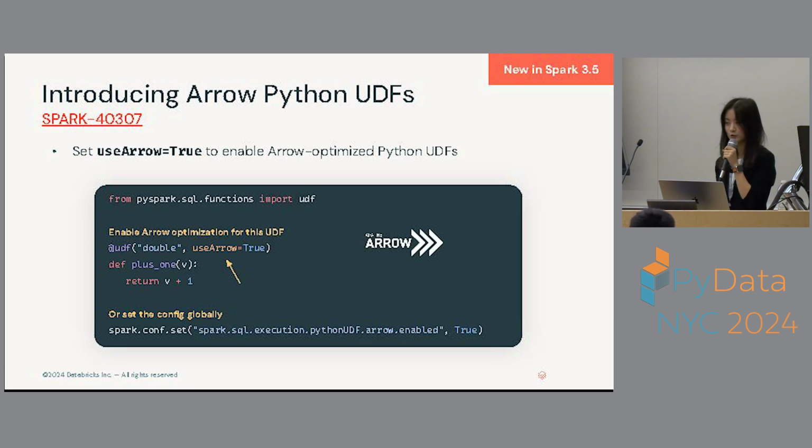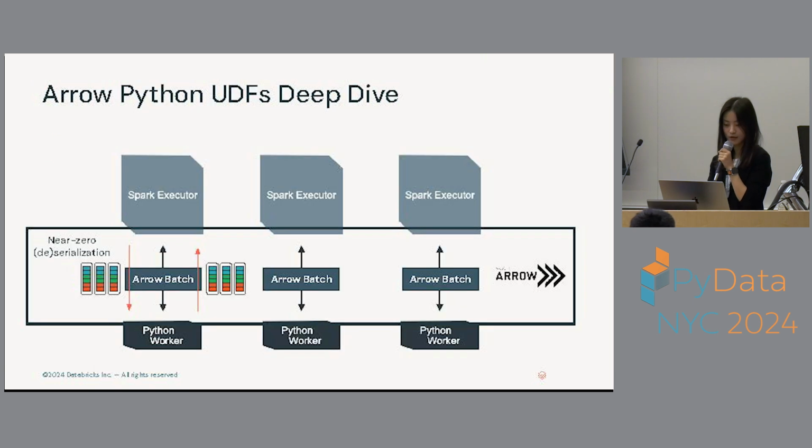Or, if you want to enable these Arrow optimizations for all the UDFs in your Spark pipeline, you can just set this configuration globally. And here is how an Arrow-optimized UDF works. Instead of using the pickle module to serialize the data between Spark executors and the Python worker, we use Arrow record batches, which allow more efficient data transfers between these processes.